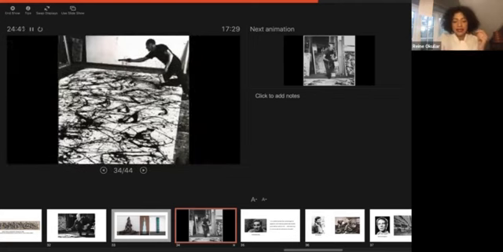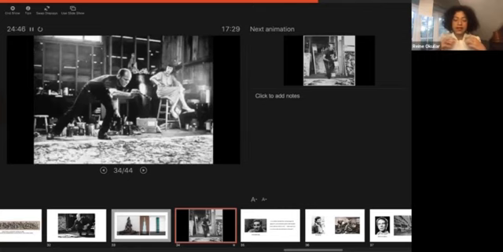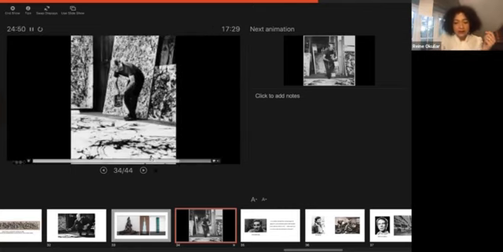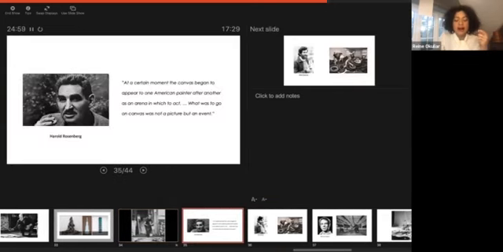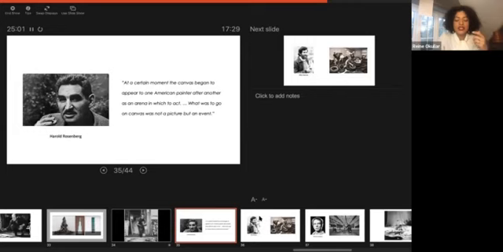And the critic Harold Rosenberg said about it, "At a certain moment, the canvas began to appear to one American painter after another as an arena in which to act. What was to go on canvas was not a picture, but an event." So he coined the term action painting.